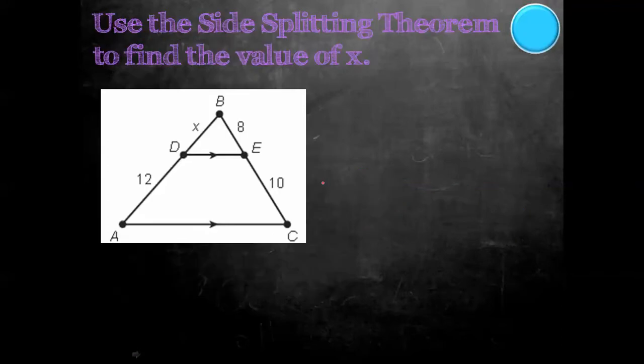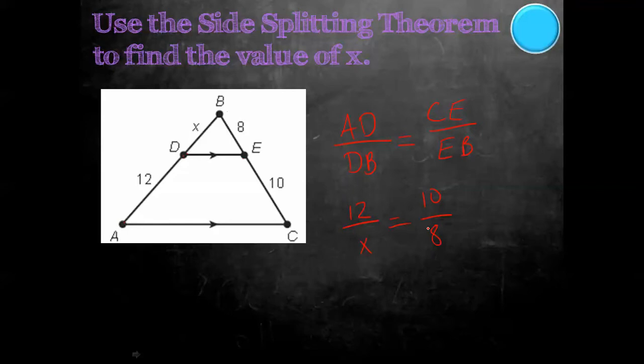Here we want to use side-splitting theorem to find the value of x. So since these two lines are parallel, DE and AC, we know that AD over DB can equal CE over EB. So now we're just going to plug our numbers in. AD is 12, and then DB is x, CE is 10, and EB is 8. So now, as far as proportionality statements go, we can cross multiply these and solve for x.